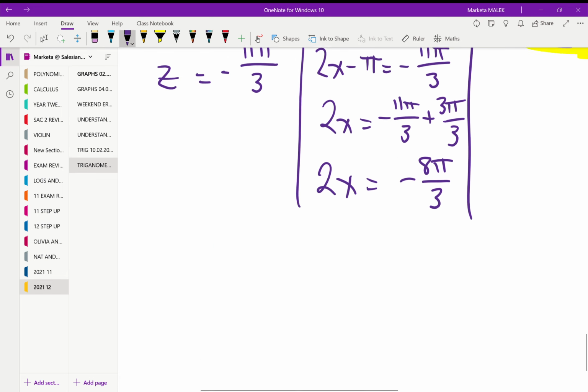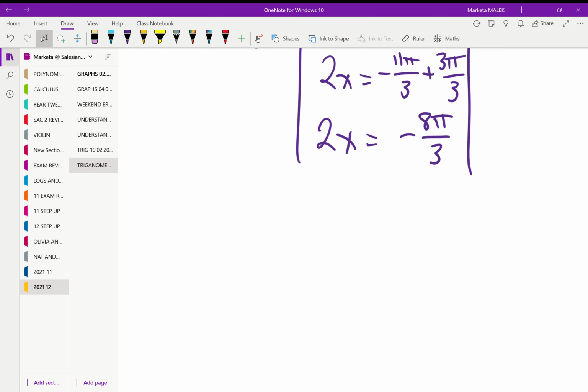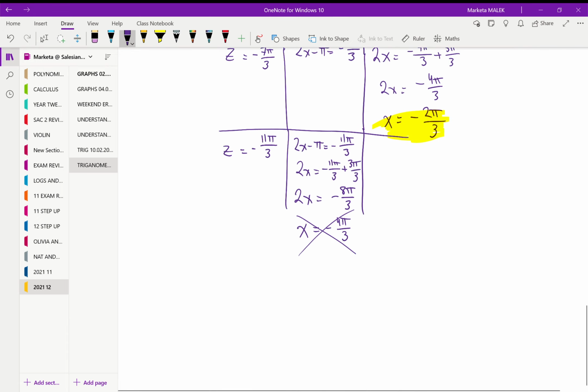Let's divide by 2 on both sides. So that's negative 8 pi on 6, which is negative 4 pi on 3. And this is not within the domain. So our domain goes from negative pi to positive pi. So negative 4 pi on 3 is too small.